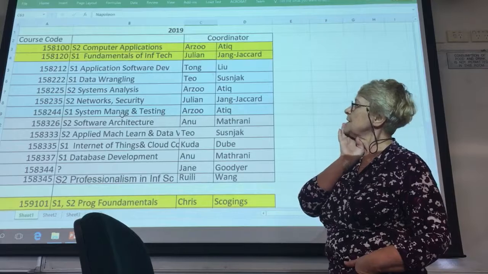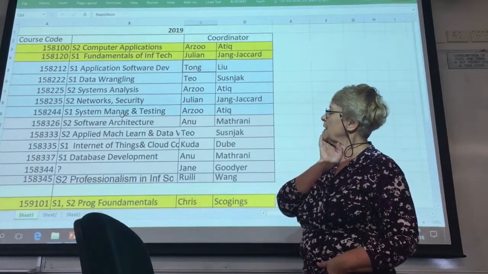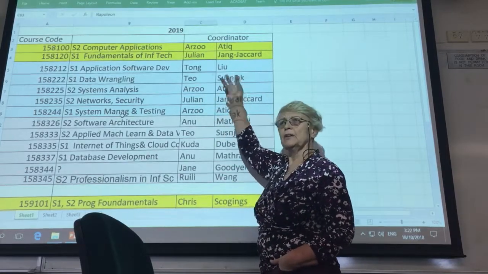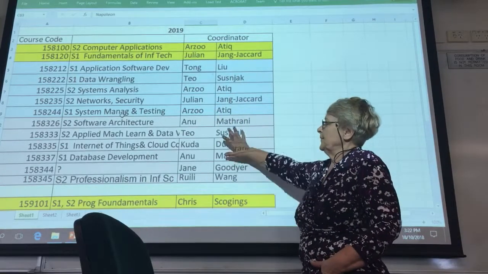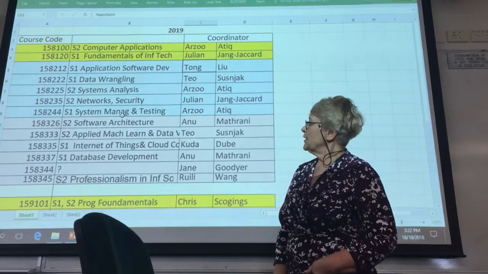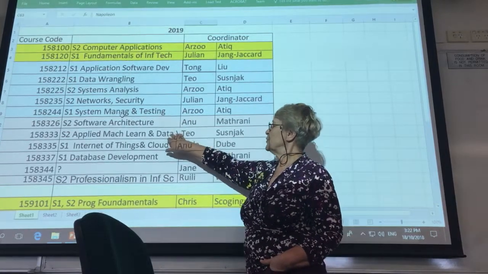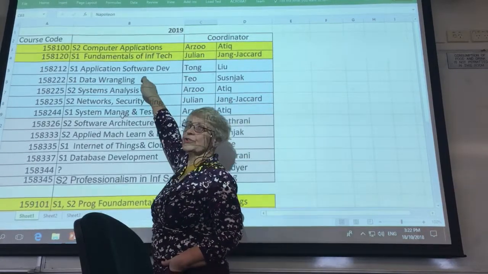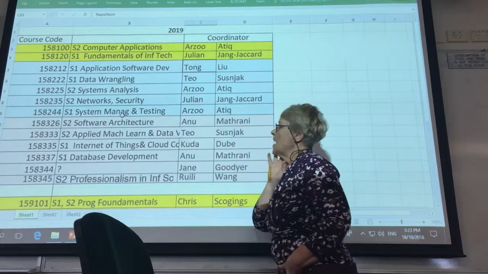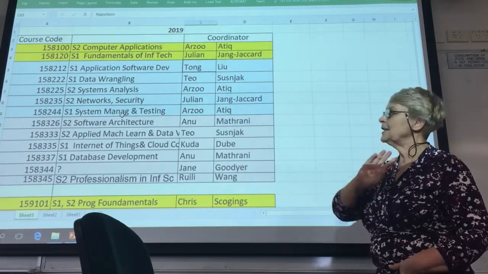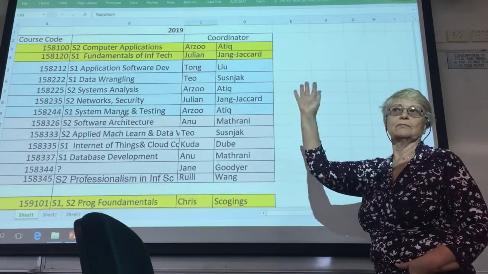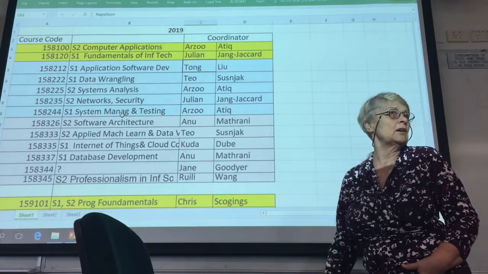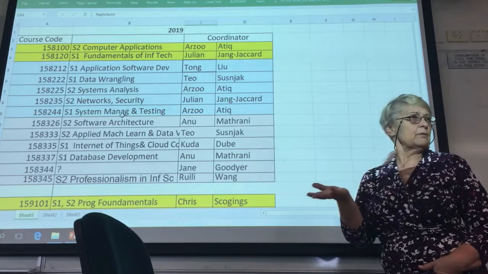So, system analysis and the data wrangling. Yeah, sort of. And I think that for this software architecture, sometimes Theo works with Anuradha, but I'm not sure. I'm not very familiar. Applied machine learning and data visualization, I think this is a continuation, which leads to big data applications, and many companies are interested in this big data. You know what this is about, right?